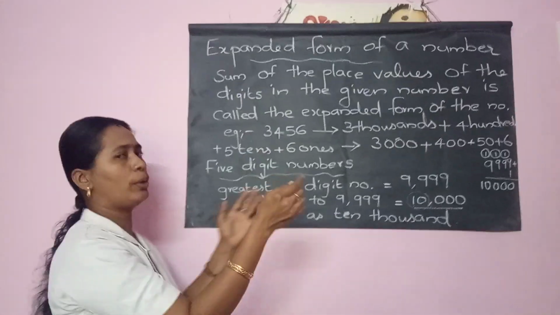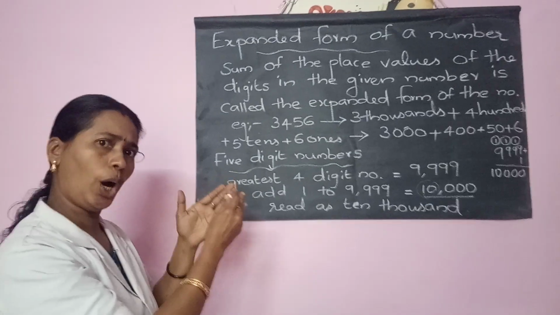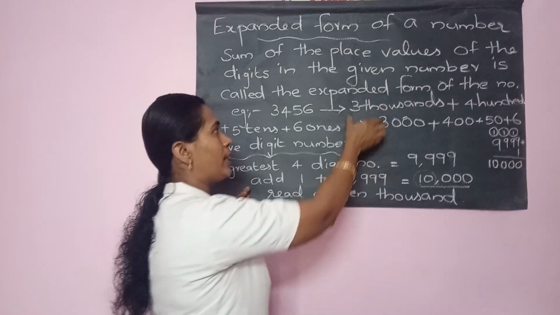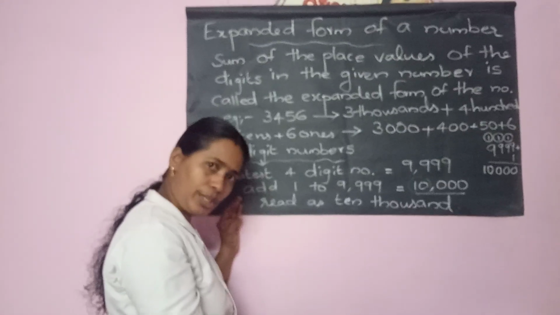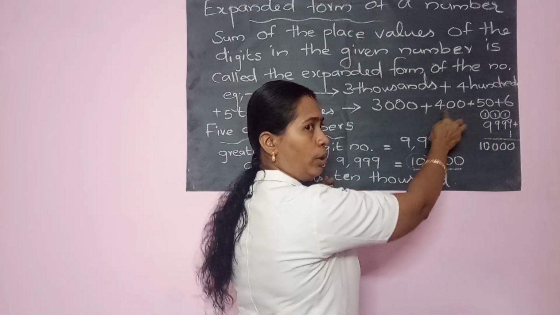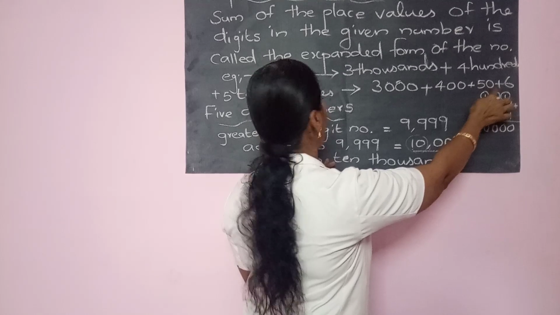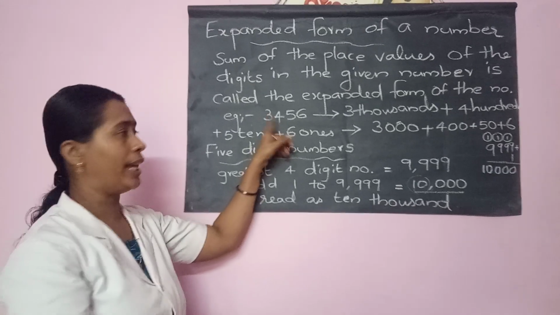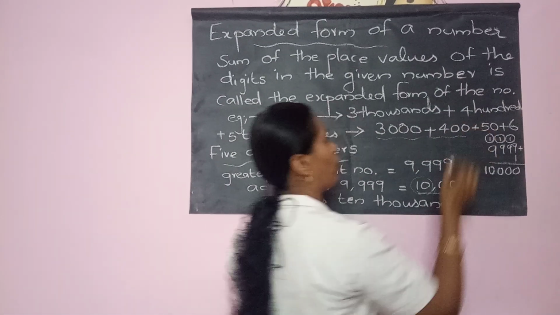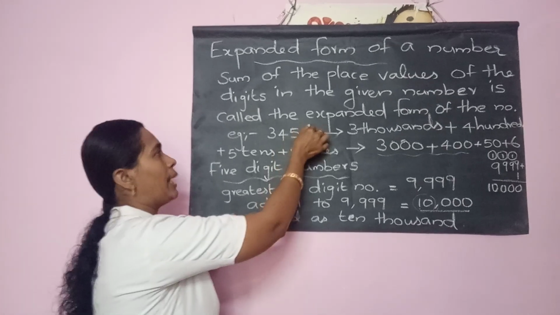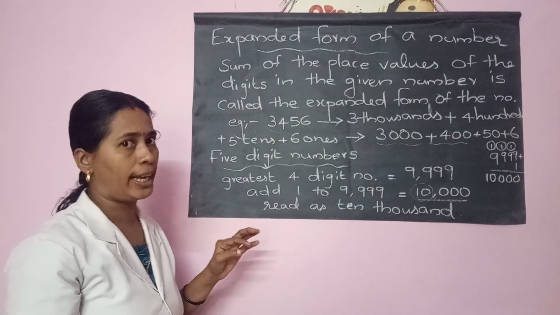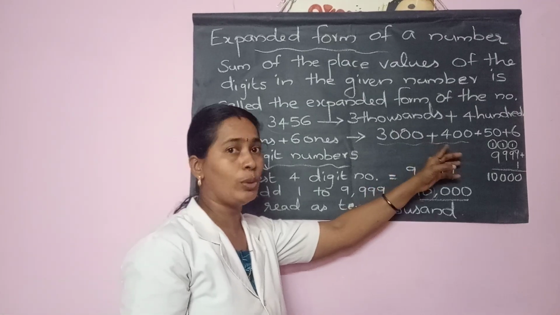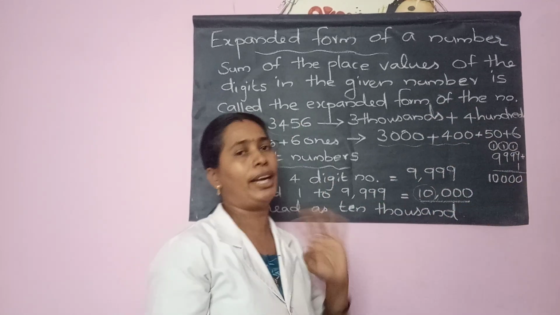Then you make a plus sign to connect all these. These are all in words. Then in numerals, how do we write? 3,000s can be written as 3,000. Then 400. 50 as 50. And this 6 as 6 itself. We needn't add, because then we will get the number itself. This is called the expanded form of the number. And this number is called the short form or standard form of the number. So, expanded form means the sum of place values of the digits in the given number.